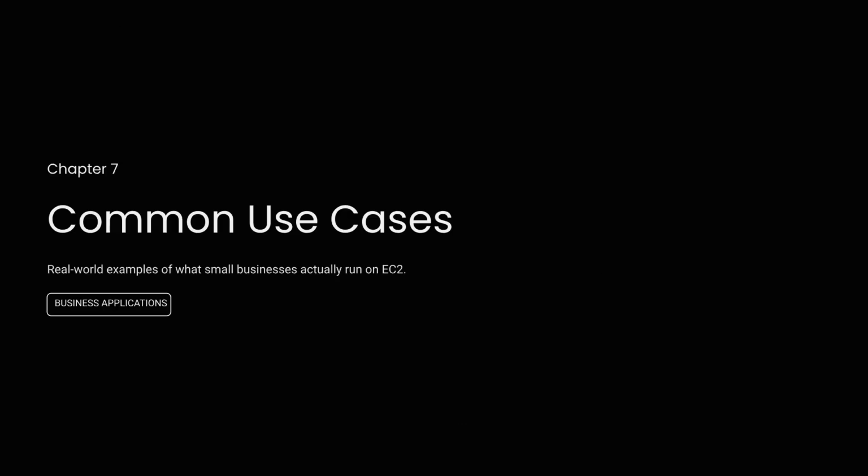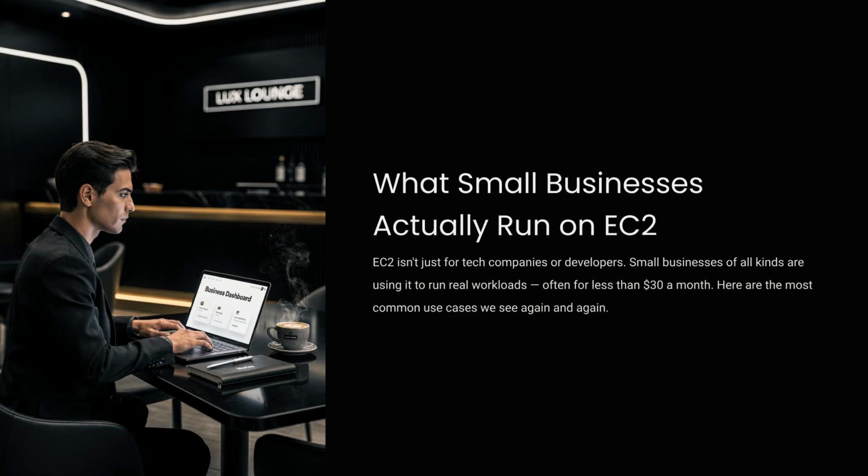To avoid bill shock, set up a billing alert immediately. Navigate to the AWS billing console, create a budget, and set a threshold, such as $10 a month. AWS will email you if you exceed this limit.